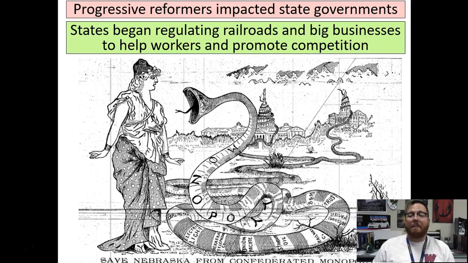Progressive reformers impacted state governments, and states began regulating railroads and big businesses to help workers and to promote competition. This is a comic. It says at the bottom, "Save Nebraska from confederated monopoly." The snake is the monopoly here. And you can see that it's a very long-reaching serpent all the way back. It's coiled around Congress. It's coiled around the state capitol. And Lady Liberty, who this was supposed to be, is rather surprised by it, but not running away or anything.